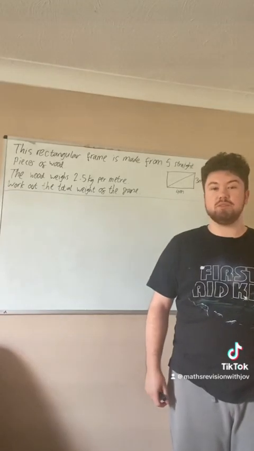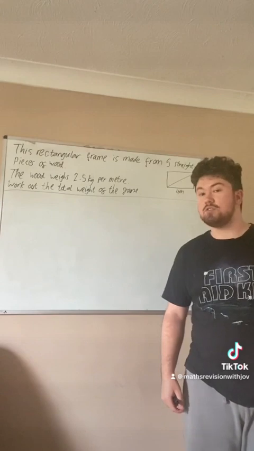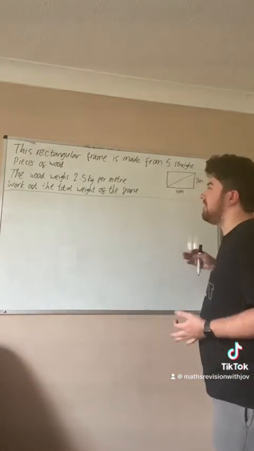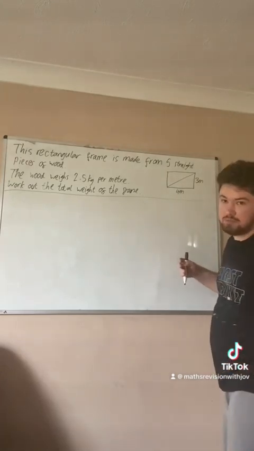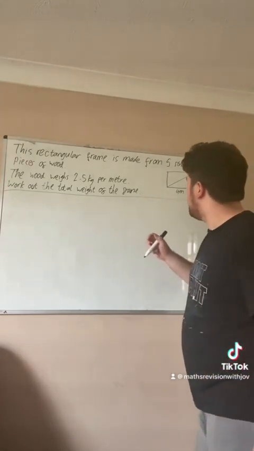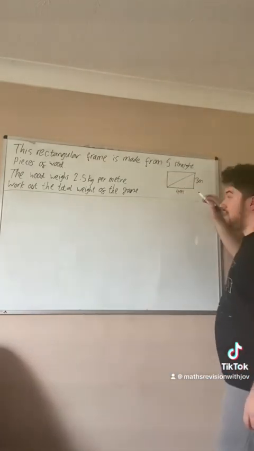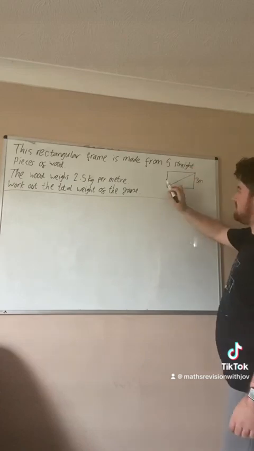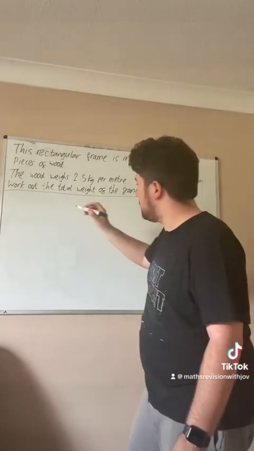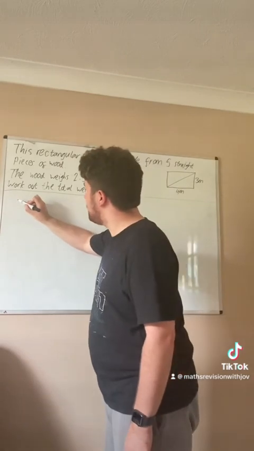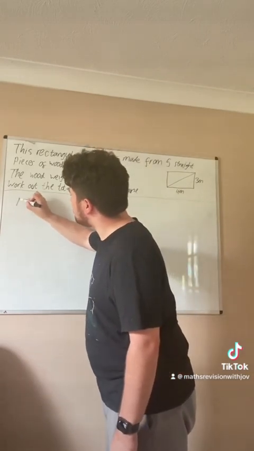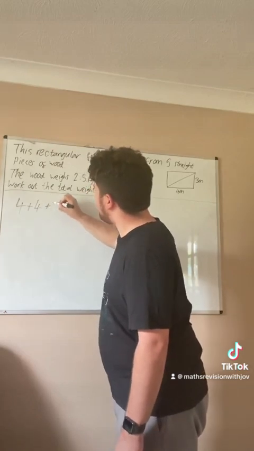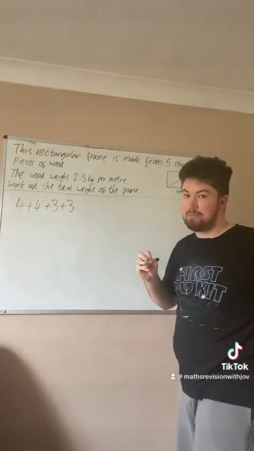To solve this problem, the first thing we want to do is to find the total length of wood in the frame. We can do that simply by looking at it and then using the Pythagorean Theorem. The first thing we want to do is say, okay, there's 4 metres here, 4 metres here, 3 metres here and 3 metres here. So we know that the length of the frame must be 4 plus 4 plus 3 plus 3.